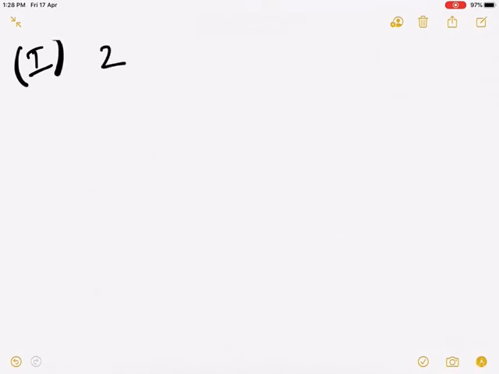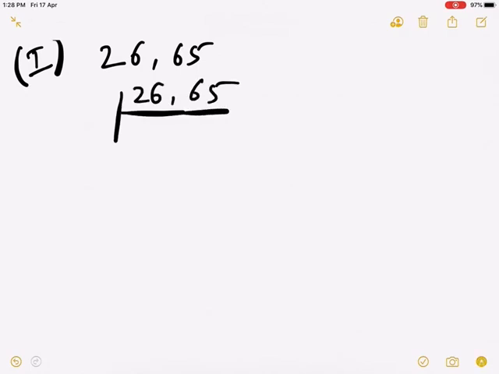Now we will not use the prime factorization method, but we will use the division method. Division method से हम कैसे find out कर सकते हैं LCM? So let us see here 26 and 65. We know 26 is an even number, so therefore we can divide it by 2. So we write here 13. 65 is not divisible by 2, so we will write 65 only.